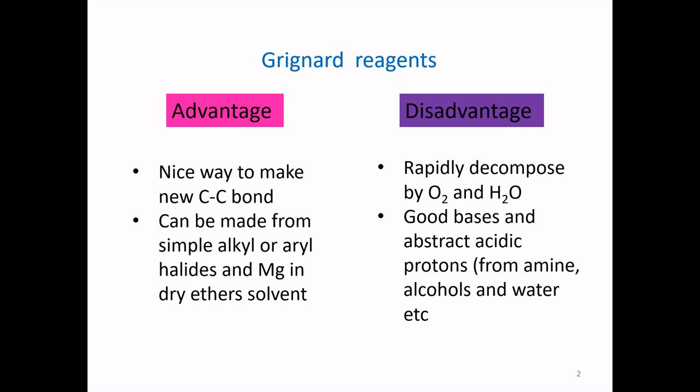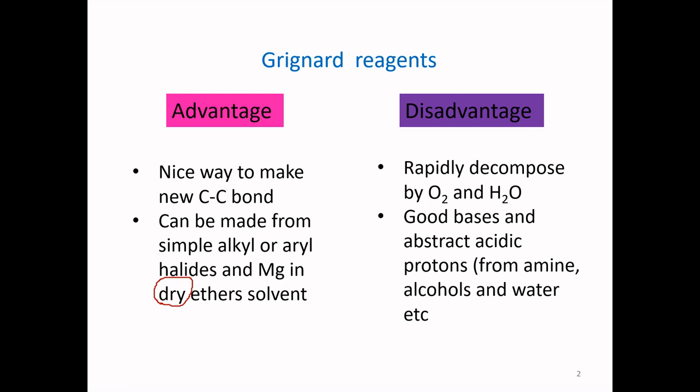The first advantage is that Grignard reagent is a very nice way to make new carbon-carbon bonds, and it can be made easily from simple alkyl or aryl halides and magnesium in dry ether solvent. Note that you must use dry ether solvent.